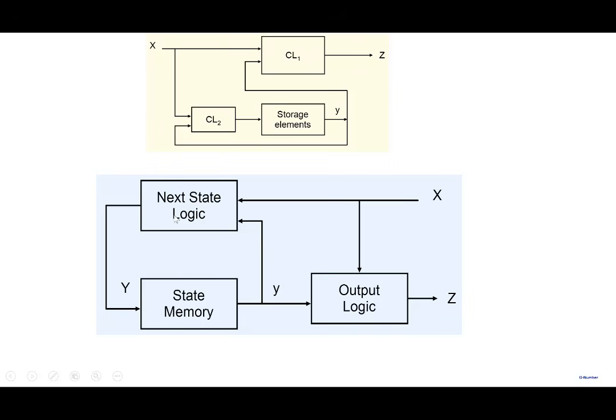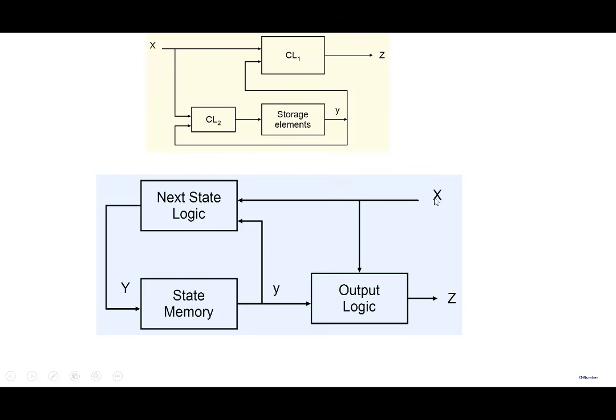So CL2 gives this output to the state memory here. State memory is nothing but a set of flip-flops, which are the memory for our system. So a set of flip-flops which will store the state of the system. And the next state logic CL2, note that it receives its input from X and y here. So it's a combinational logic. It receives its input from the present state of the system and generates an output which represents the capital Y, the next state of the system. So this is what you want to be stored here.